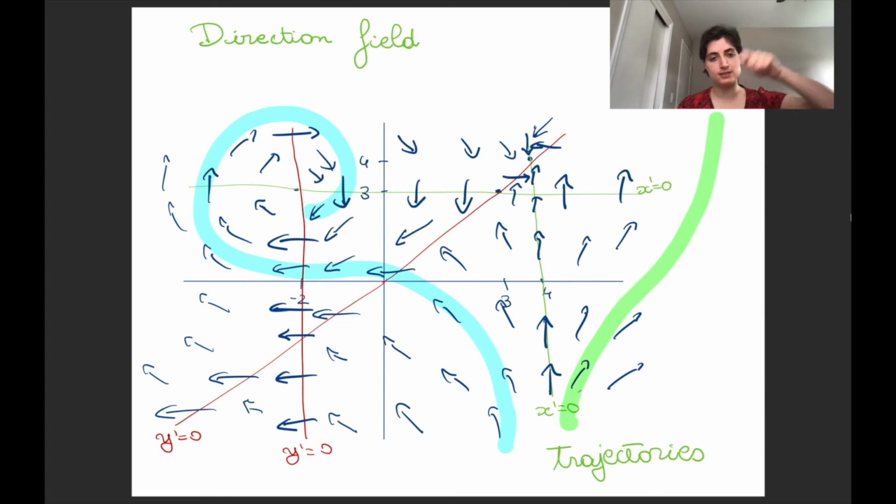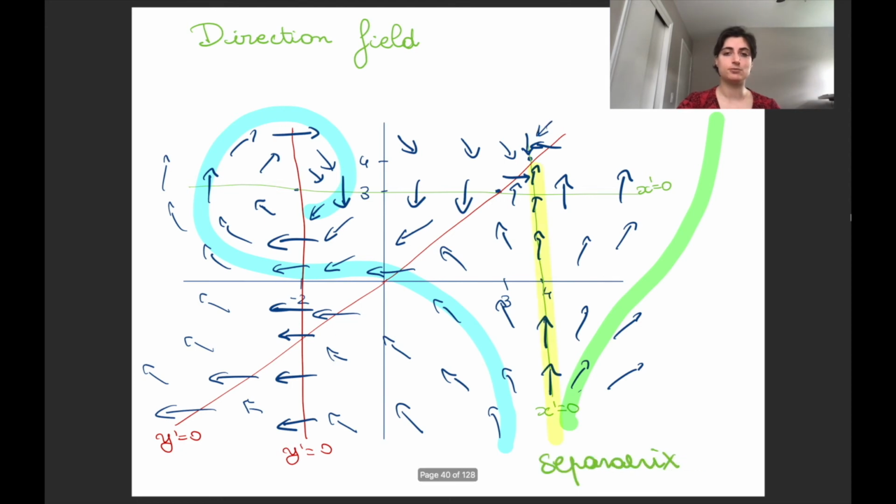So specific solutions are called trajectories. In this case, these two, green line and blue line, look extremely different. They behave in a different way. And in the middle, we have this yellow line of only vertical elements that goes straight up, because x prime is equal to 0 on the green line, on the null line. So there is this yellow trajectory that is dividing the behavior of the blue trajectory from the behavior of the green trajectory. We call this yellow line a separatrix.